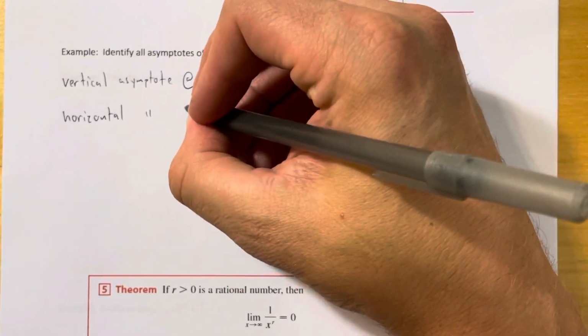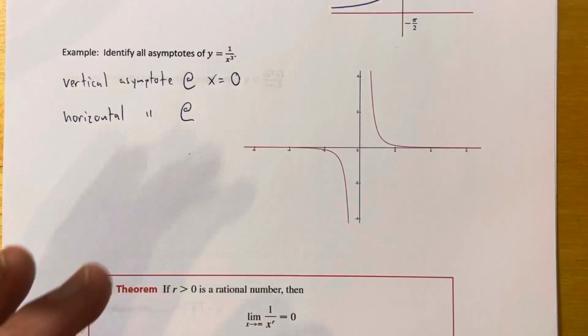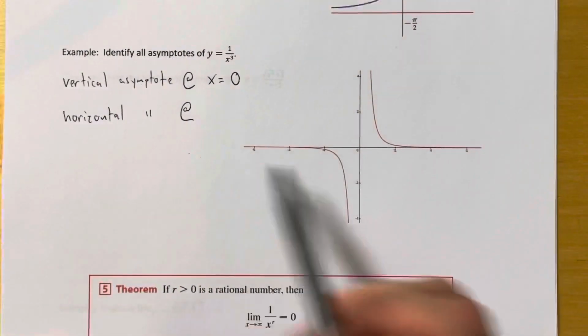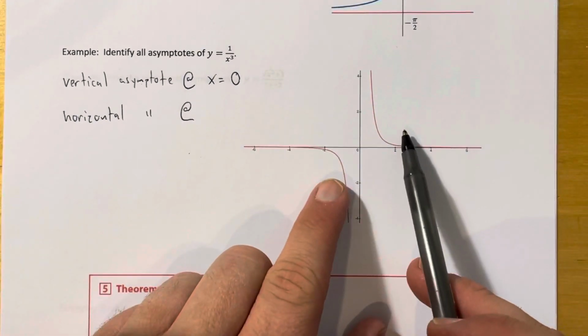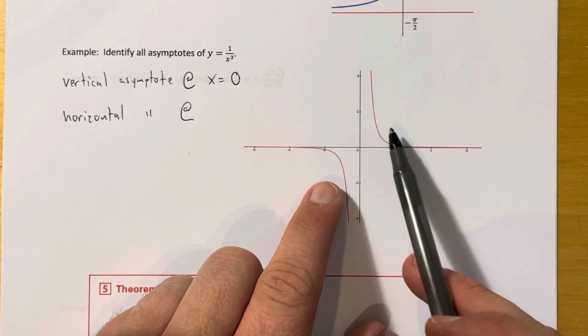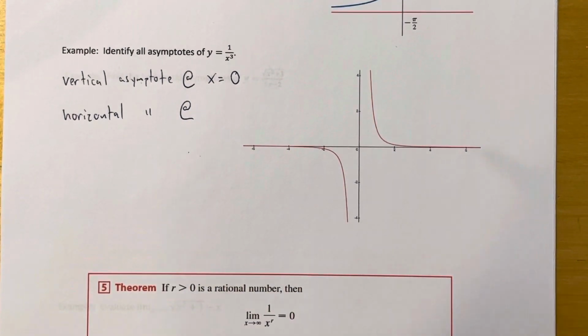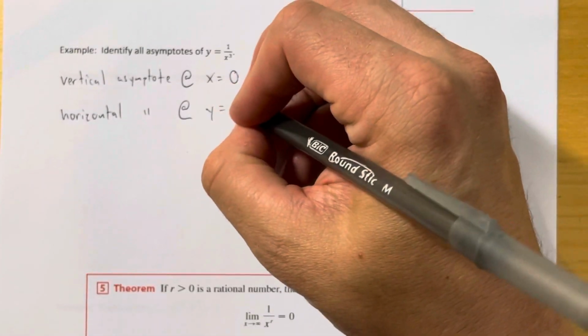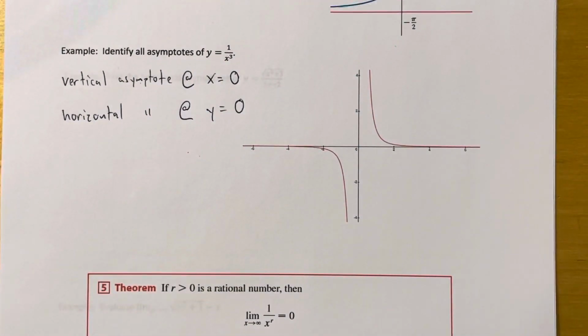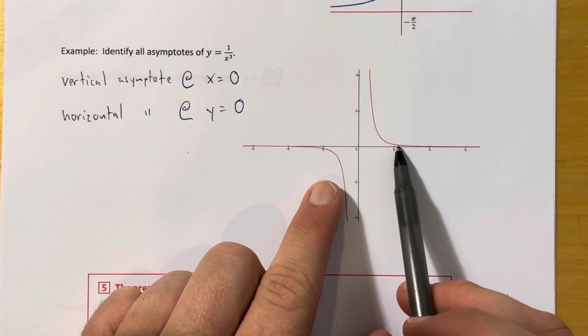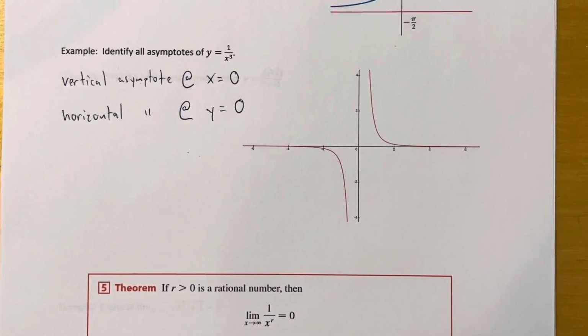I'll do that for asymptote. As we move either to the left or to the right, we see that the end behavior of this function is that our graph appears to be approaching the x-axis here, and here. So that's the line y equals 0. Only one horizontal asymptote in this case, but it applies to either direction, okay?